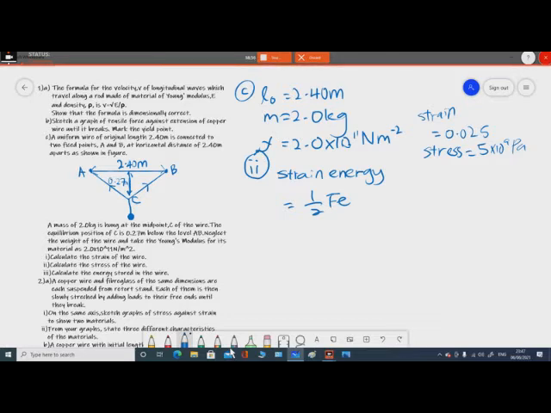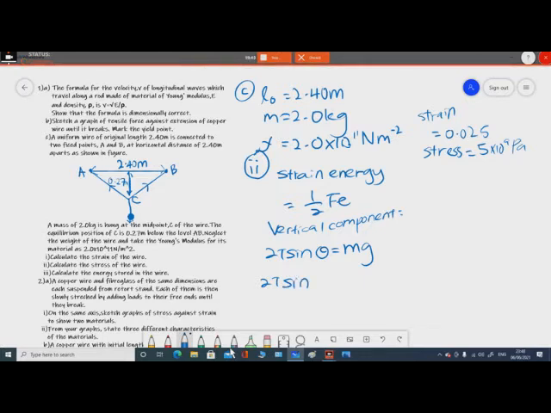In terms of the vertical component, 2T sine theta is equal to mg, which is the weight of the mass hung at the midpoint of the string. So T is what we need to find.